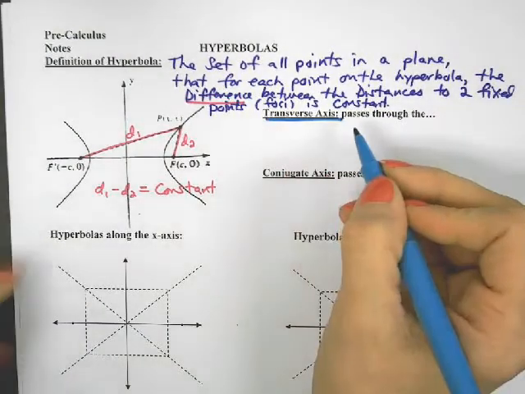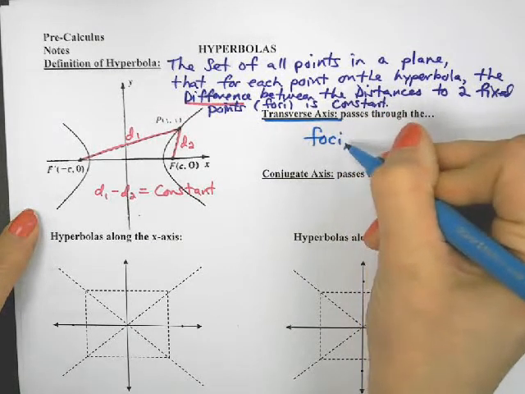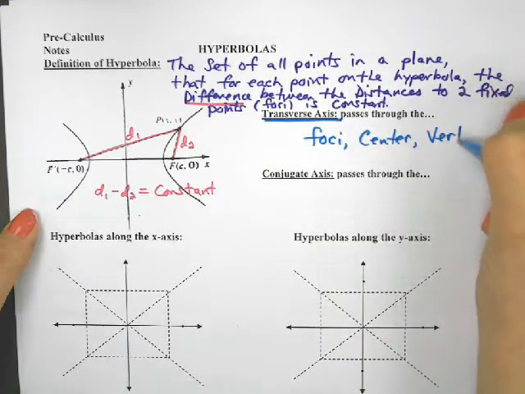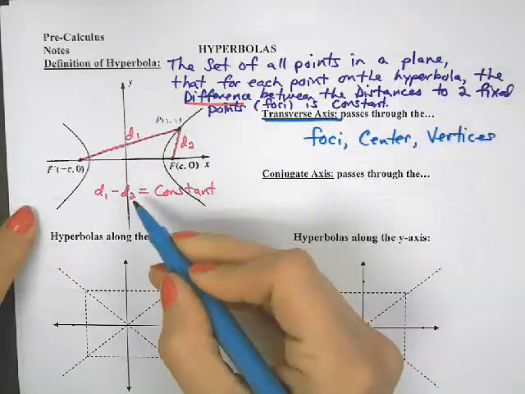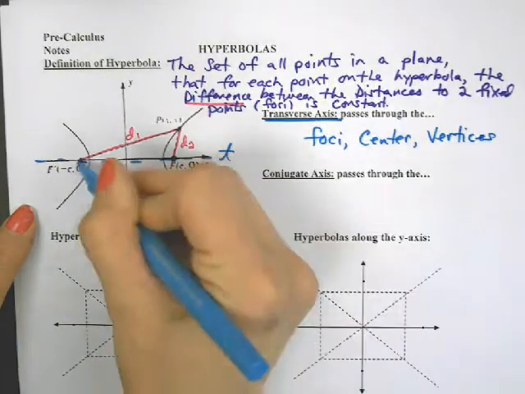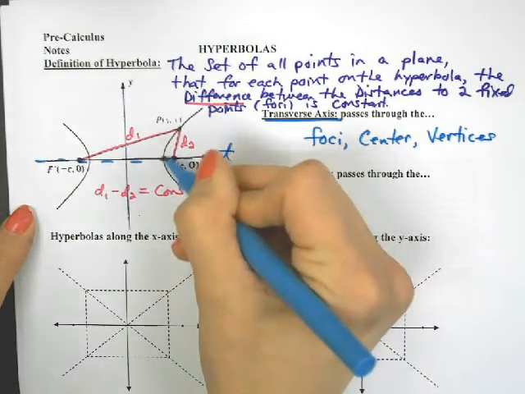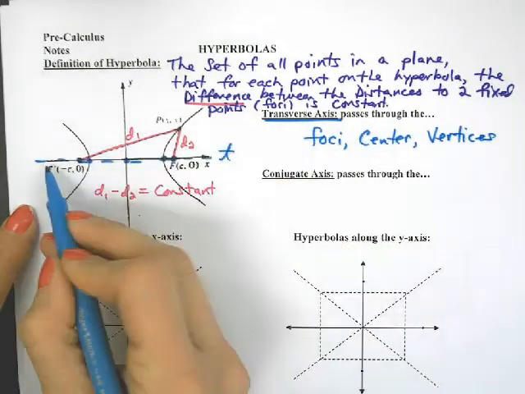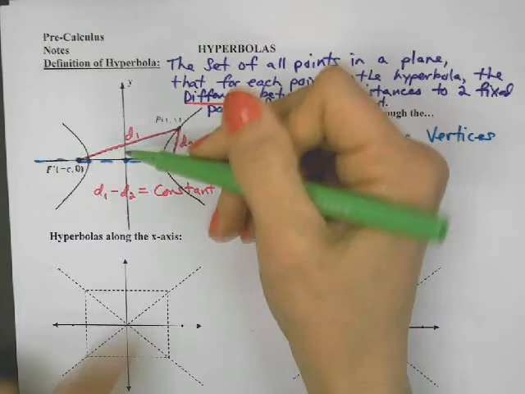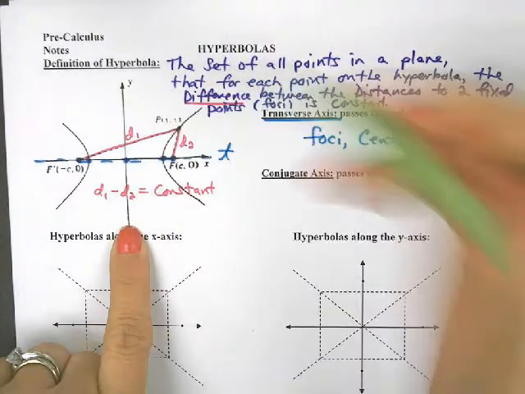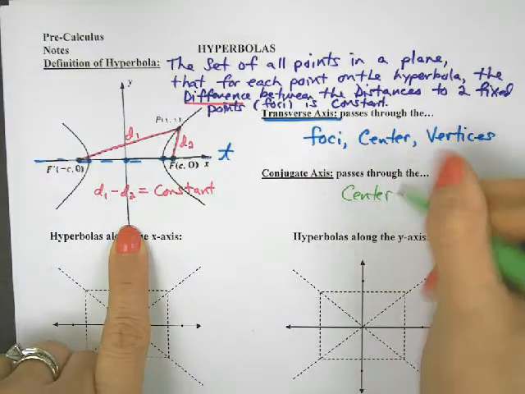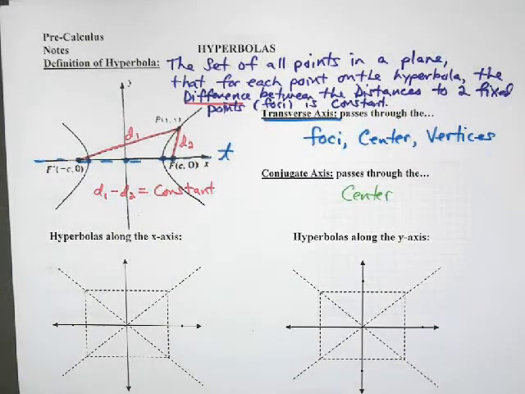The transverse axis is the one that has all the good stuff. It has the foci on it, has the center on it, and has the vertices on it. So if you take a look at this hyperbola here, I'm going to put T for transverse. It has the two foci, the two vertices, and the center. All the good stuff is on the transverse. The other one is called the conjugate. The conjugate is going the other direction, so in this case it would be going here. All it does is pass through the center, but the center is not actually a point on the hyperbola.